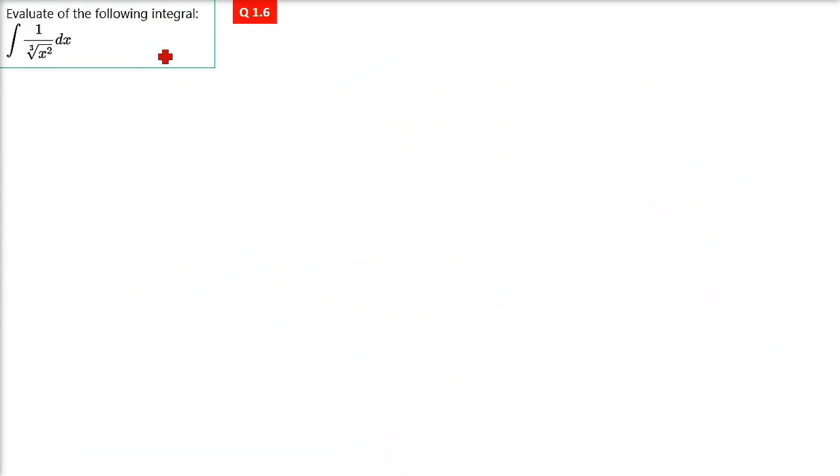Now evaluate the following integral. If it would have been under root x square, for example, under root is simply power 1 by 2. Since x square is there, I'm just imagining, I'm just guessing. If it is under root x square, this is x square to the power half, and the powers can be multiplied. So 2 into 1 by 2 is 1 only. So under root x square is simply x if it would have been under root.